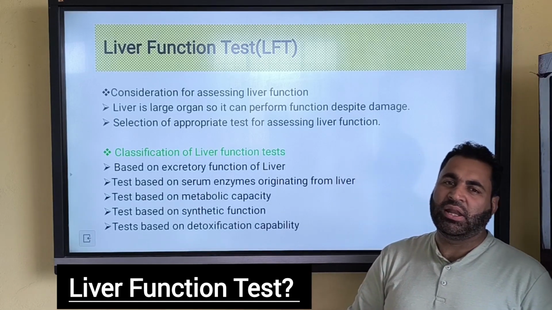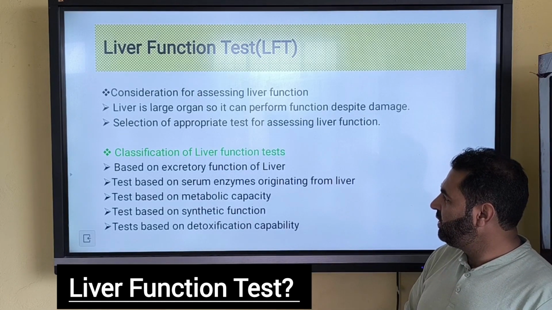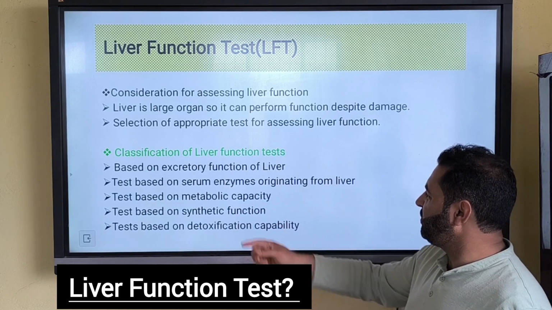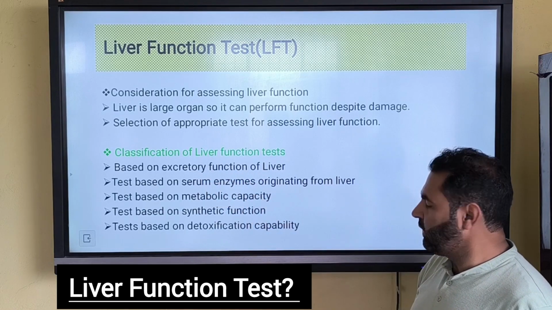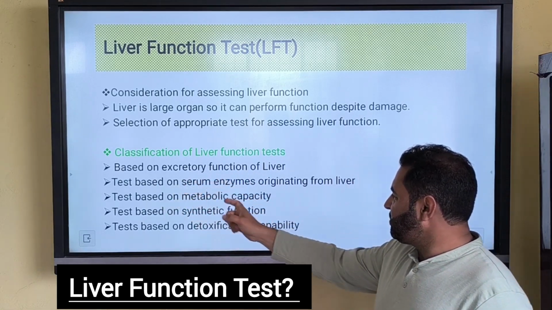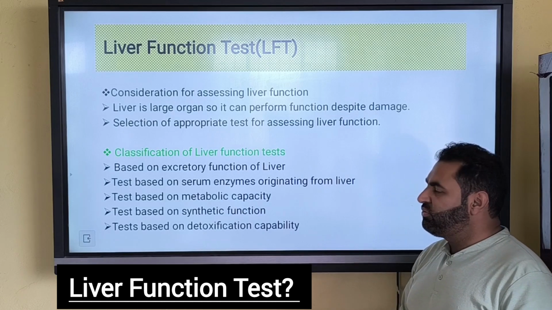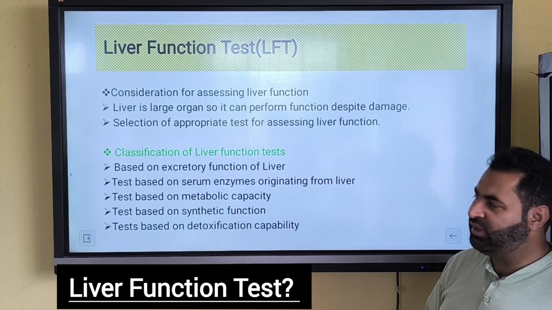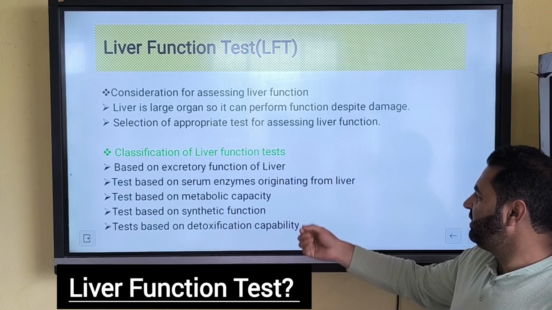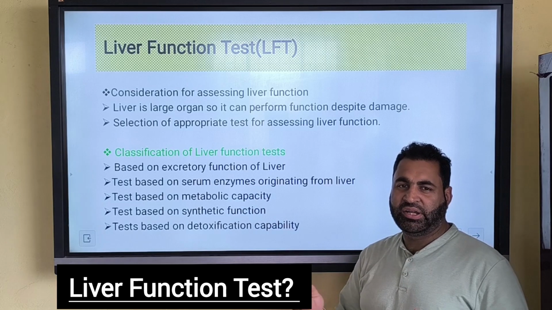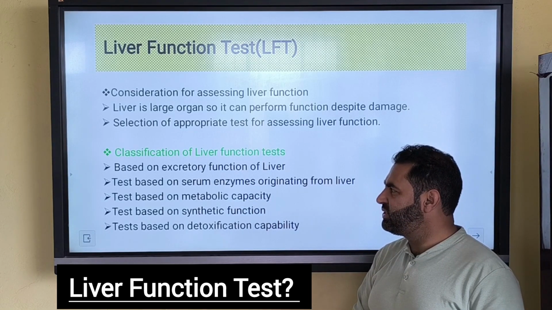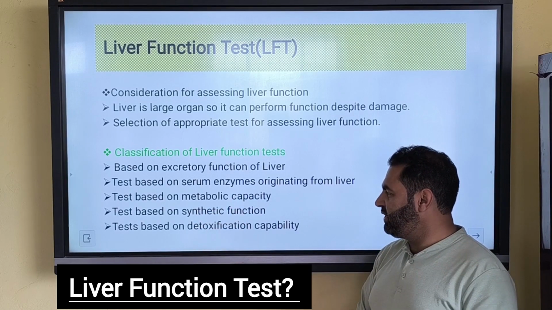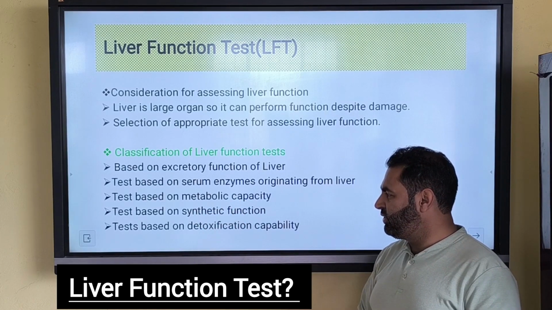Next, we can classify these liver function tests based on different functions of the liver. Some of the tests are based on the excretory functions of the liver. Some tests are based on certain enzymes which originate from the liver. If there is an increase or decrease in the enzyme level, that tells us some diagnostic information about the function of the liver. Some tests are based on the metabolic capacity of the liver.